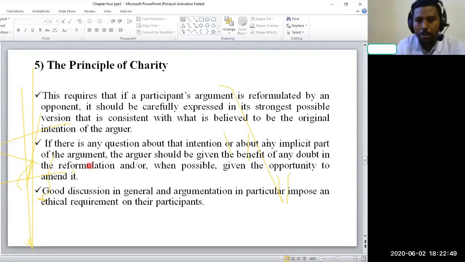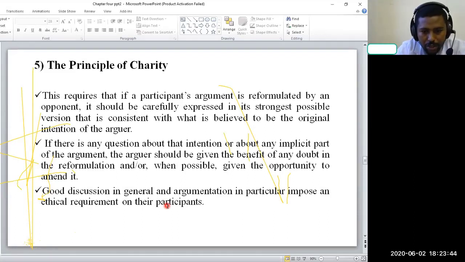No problem. So we should present or express an argument carefully in its strongest possible version that is consistent with what is believed to be the original intention of the arguer. If there is any misunderstanding, any question about the intention, or any implicit doubts in the argument, the arguer should be given the benefit of the doubt in the reformulation. We should reformulate again if there is any mistake which is contrary to our original intention as an arguer. So we should reformulate in line with our original intention as an arguer.